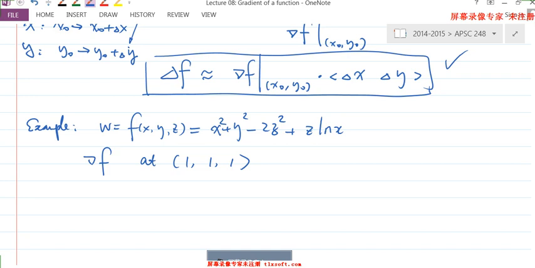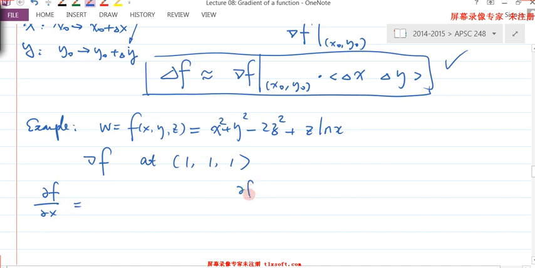So I need to calculate partial f over partial x first, and then partial f over partial y, and partial f over partial z. These are nothing new in here, right? Just the first order partial derivatives. When you take partial f over x, you treat the others as constant. So this is 2x plus z over x. And what's the partial f over y? 2y. Partial f over z?